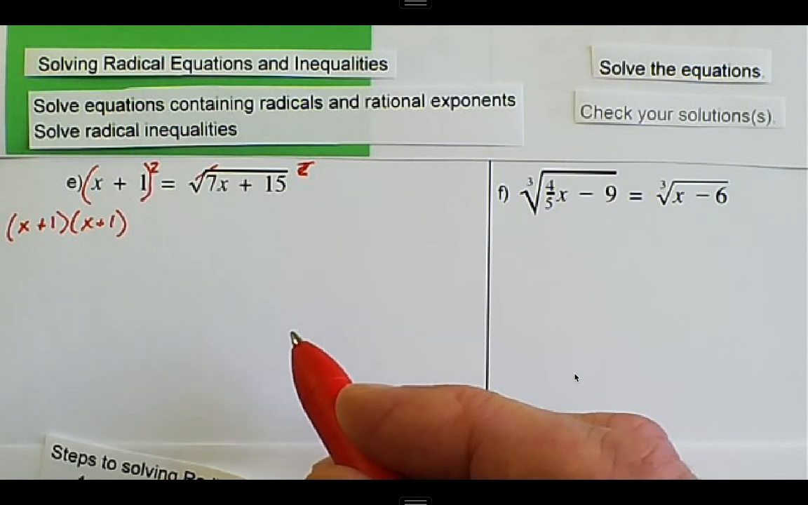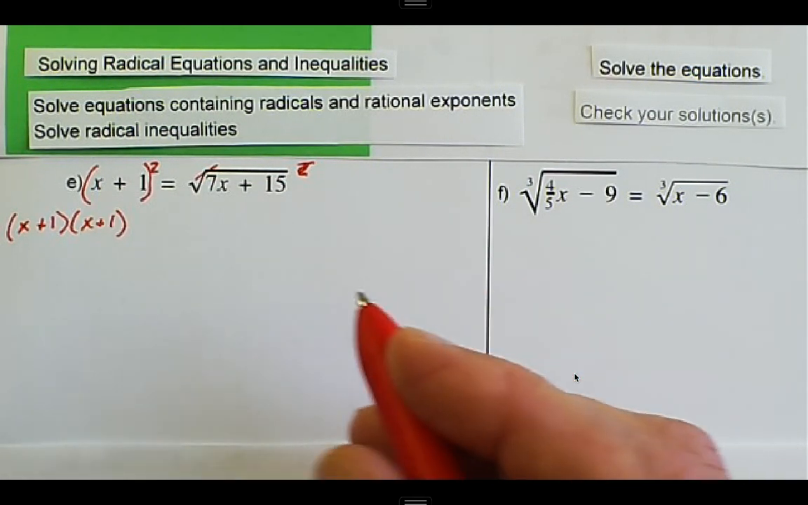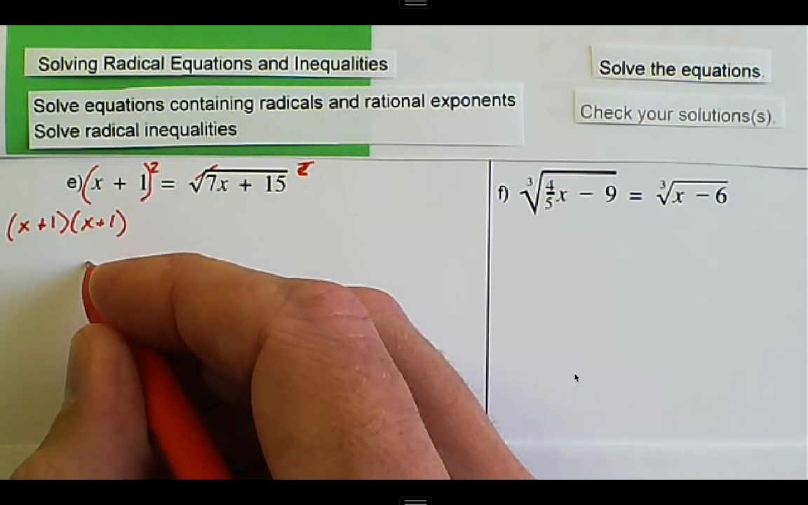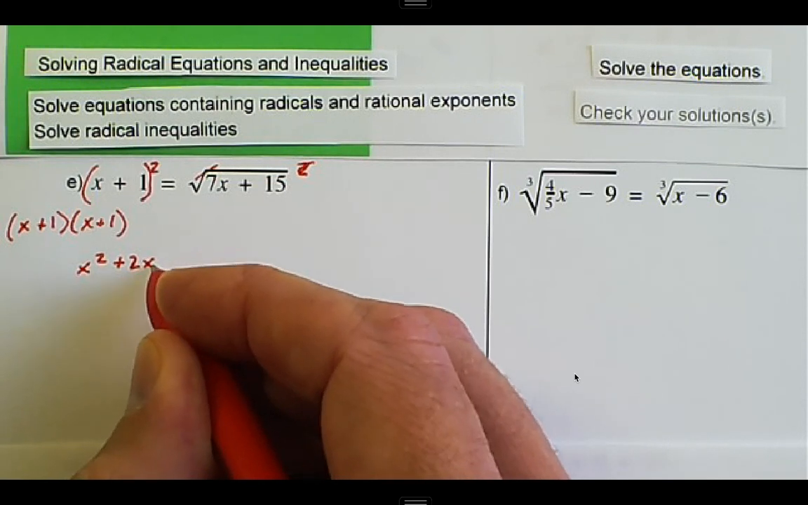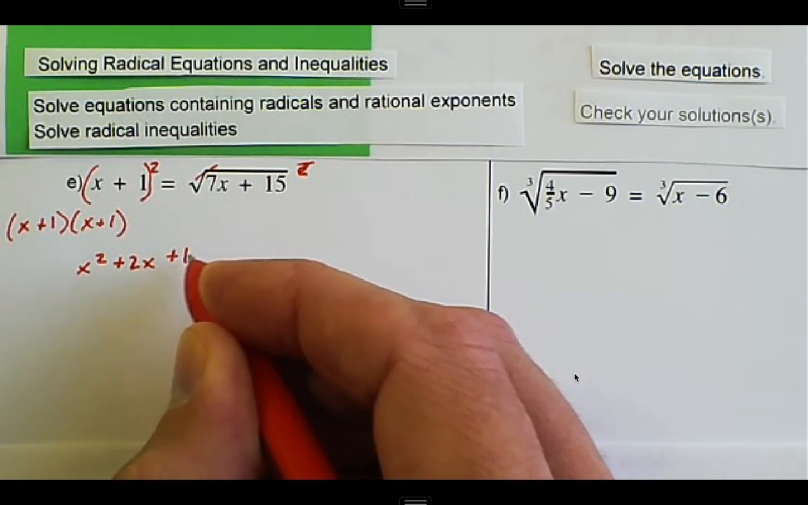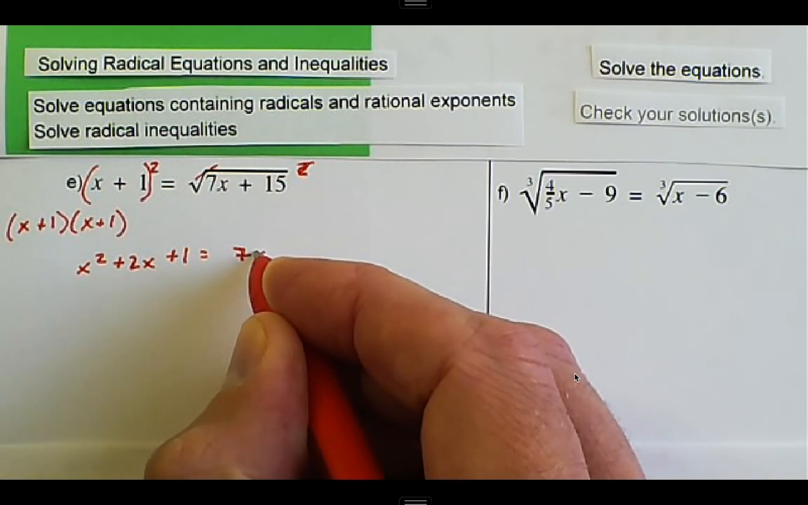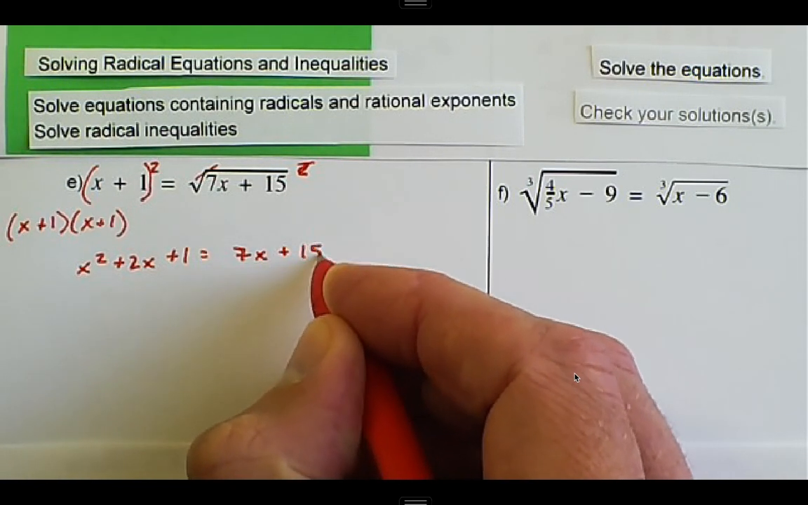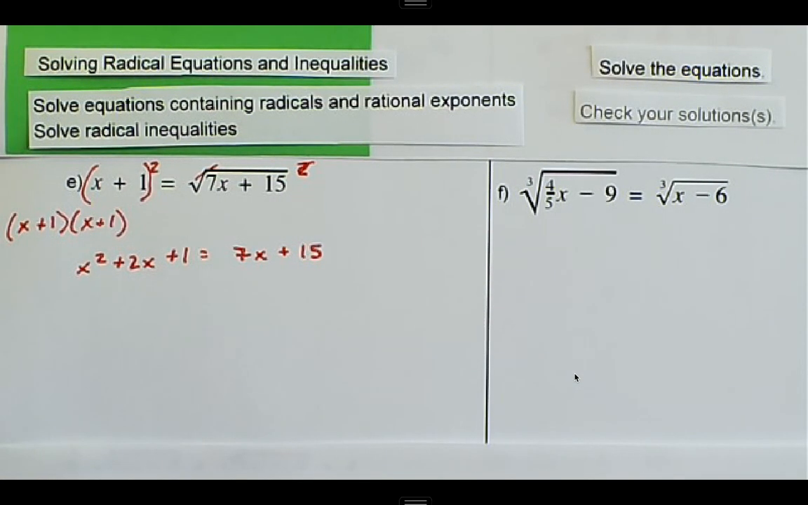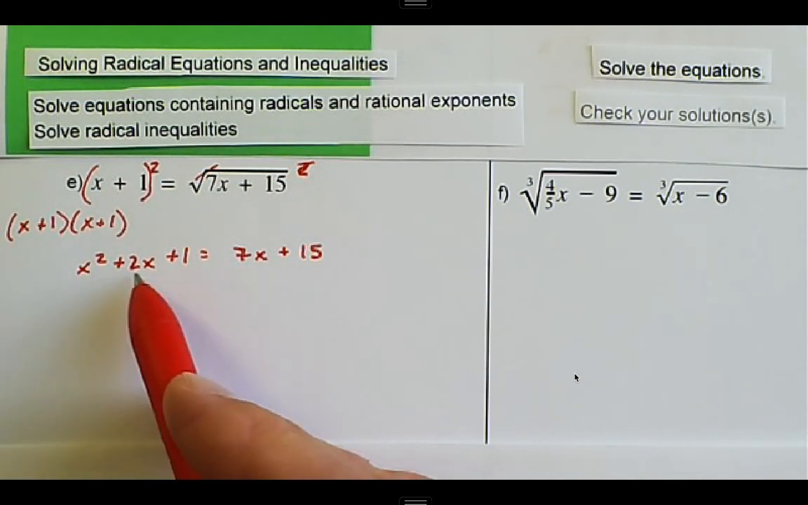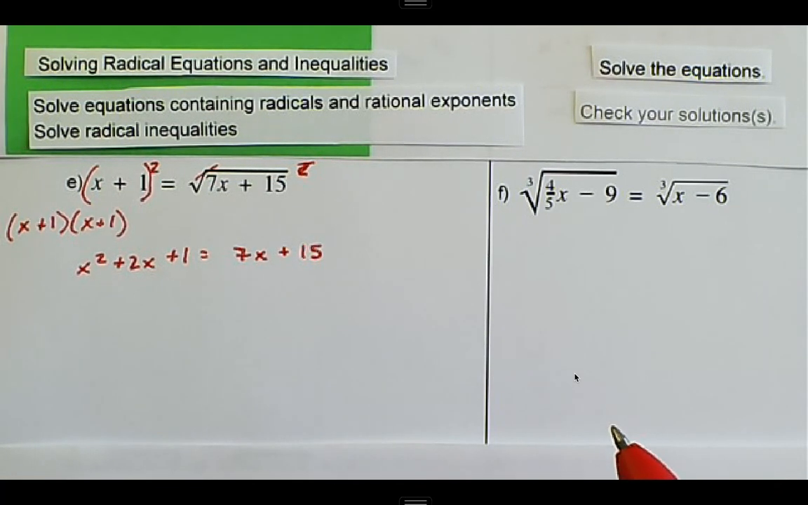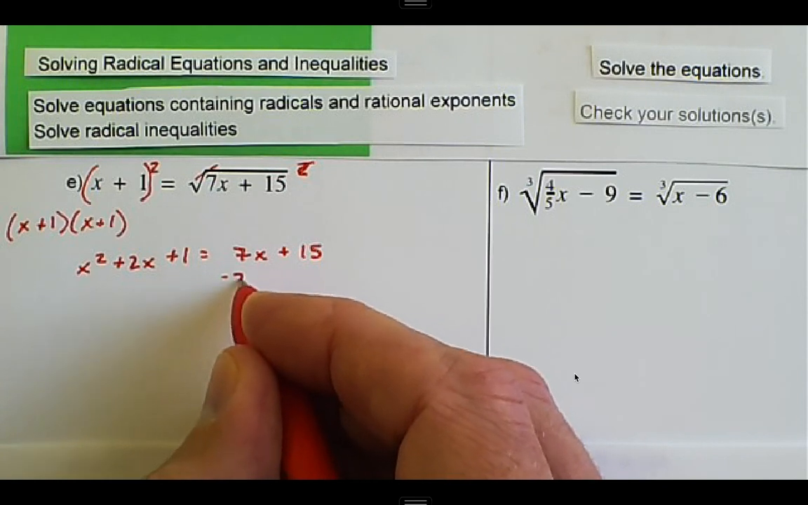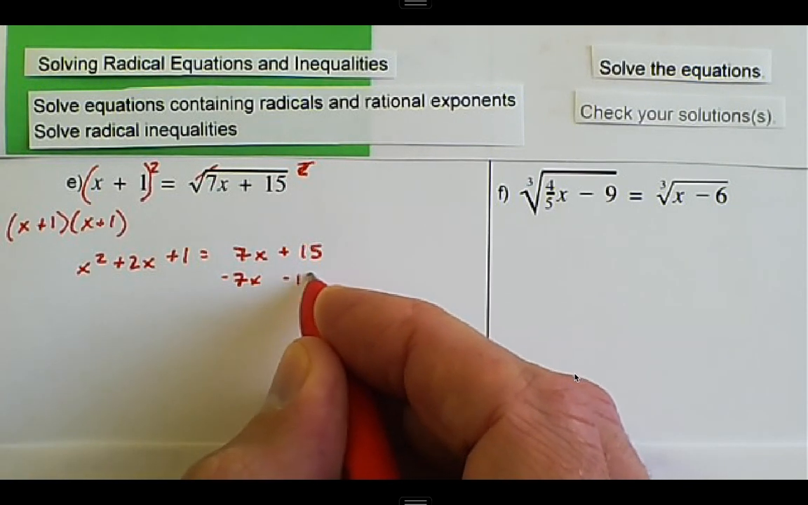So we can distribute the x plus 1 or FOIL it, and we get x squared plus 2x plus 1. And that is equal to 7x plus 15. So now we have a quadratic equation here on the left. So in order to solve the quadratic equation, we have to get 0 on one side. So I will subtract 7x and subtract 15.